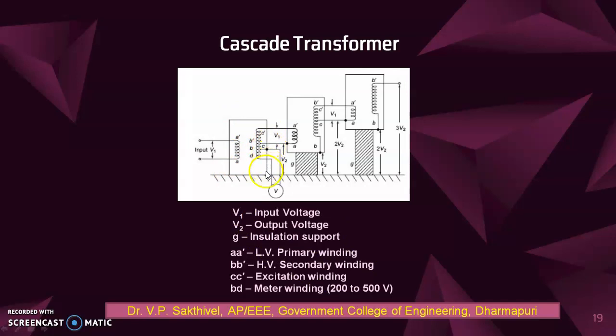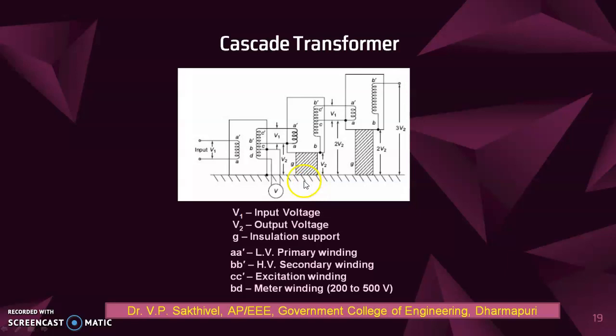Here the tank of the first unit is kept at ground potential, and the second stage, that is the second transformer unit tank, is kept on an insulator at a potential of V2. That is, V2 is the output voltage level of the first unit. We are maintaining the voltage level of the first unit output. Similarly, the third cascaded transformer unit is kept on an insulator at a potential of 2V2.